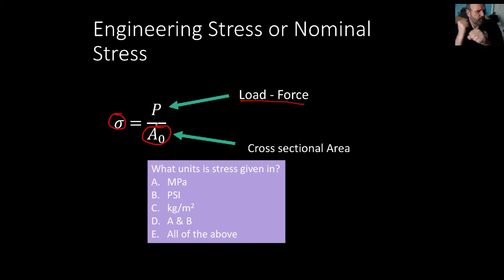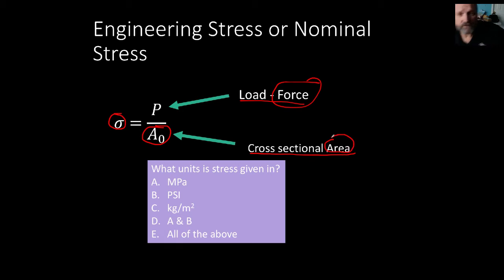So remember, as you're pulling on this metal bar, it also is getting longer, but it's also getting thinner. So as it's getting thinner, the area is changing. And later on we'll learn that there's another kind of stress called true stress that takes that into account. But engineering stress does not. It assumes that the cross-sectional area is constant throughout this process. And that's a decent assumption to get a lot of information about your material. Okay, so A naught is the cross-sectional area. So you've got force divided by area.